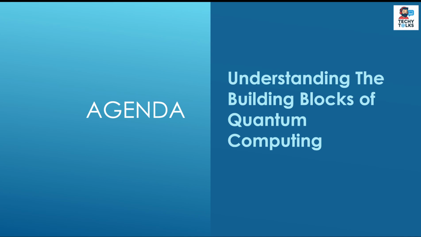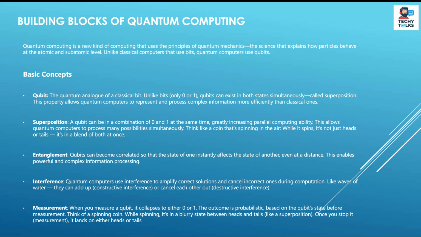Today's agenda is to understand the building blocks of quantum computing. Before we understand the basic concepts, let's first know what quantum computing means. Quantum computing is a new kind of computing emerging in the IT industry, and it is fundamentally derived from quantum physics, which describes how particles behave at the atomic and subatomic level. For example, light has a dual nature. It can behave like both a wave and a particle, say photons. Unlike the classical computers that we use right now, that have binary bits, which are 0s and 1s, quantum computers use qubits. Now let's understand some basic concepts involved in quantum computing.